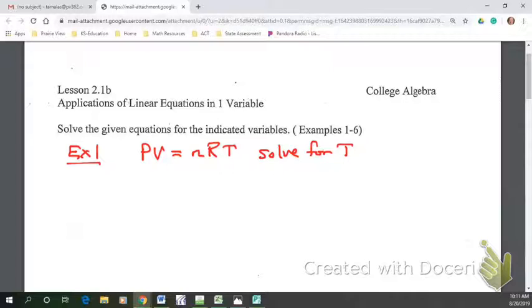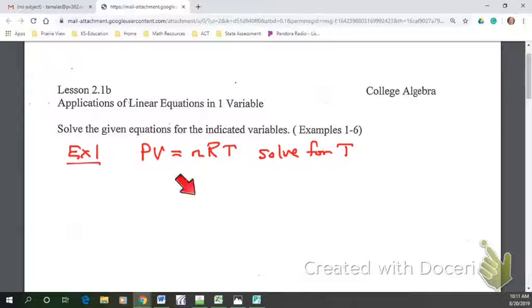Okay, so that is the ideal gas formula. It's used in physics, and you don't need to know that. That's not a big deal. But we're going to take that physics formula and solve it for T. Who knows what I would do to solve that equation for T? How do I get it by itself?